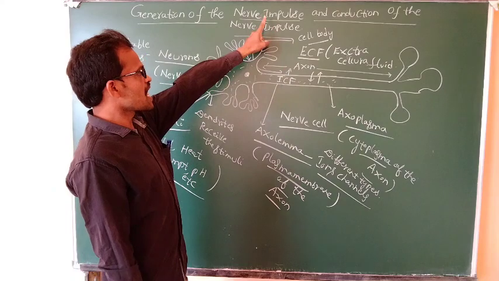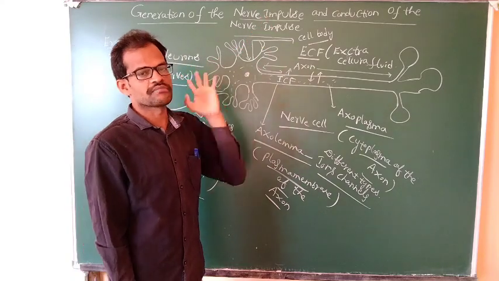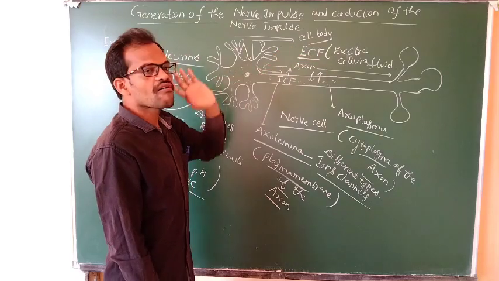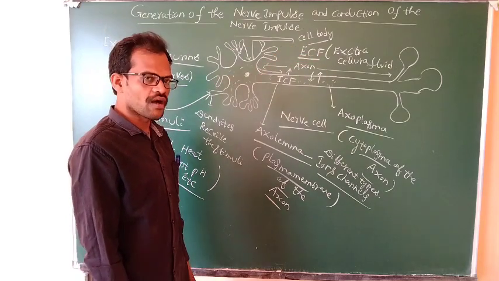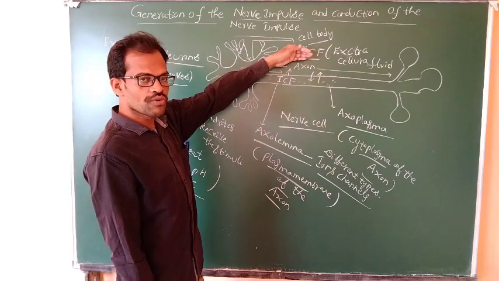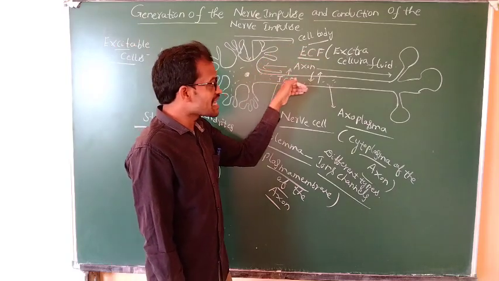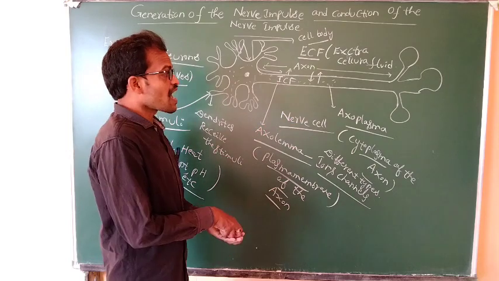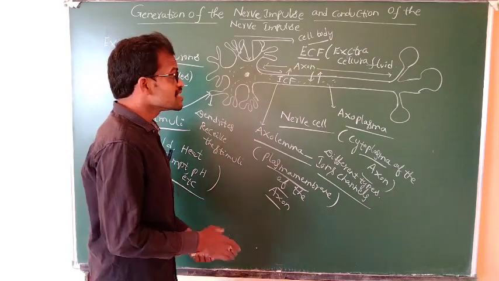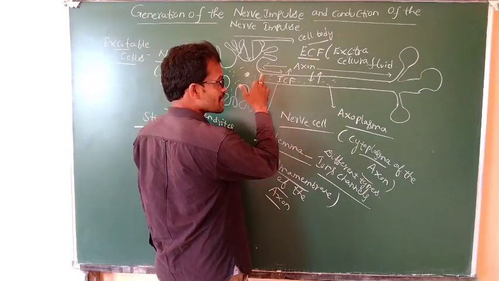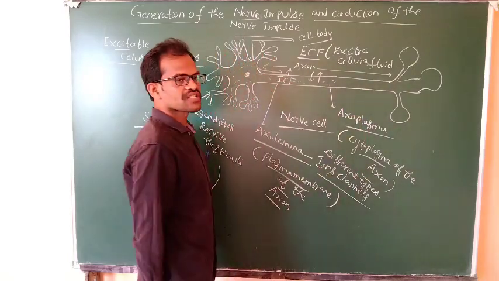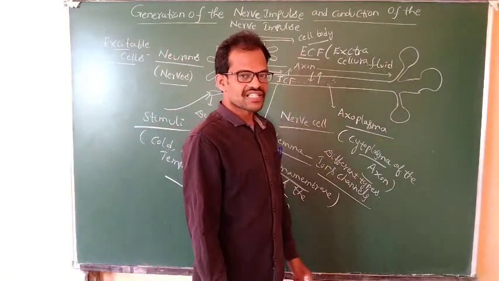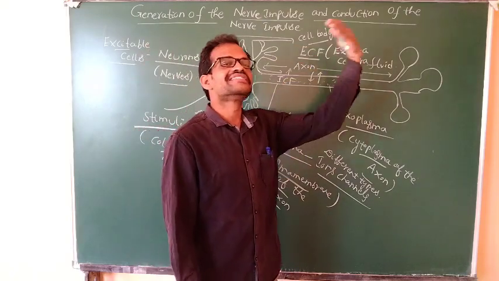Nerve impulse is nothing but the exchange of ions. Outside ions move into the inside, and inside ions move to the outside. This ion movement travels along the entire axon. This information then passes to the synaptic knob, to the synapse.